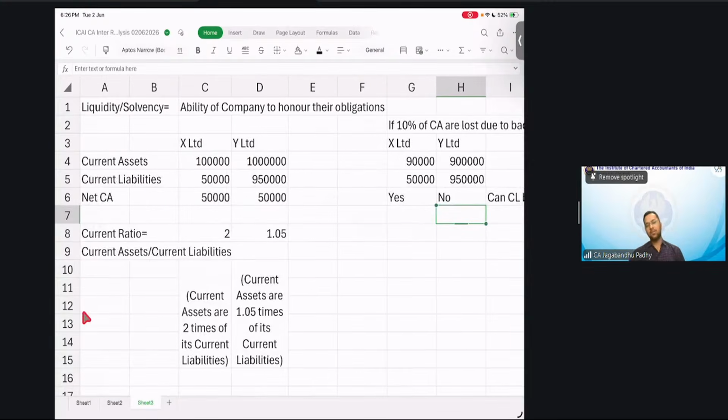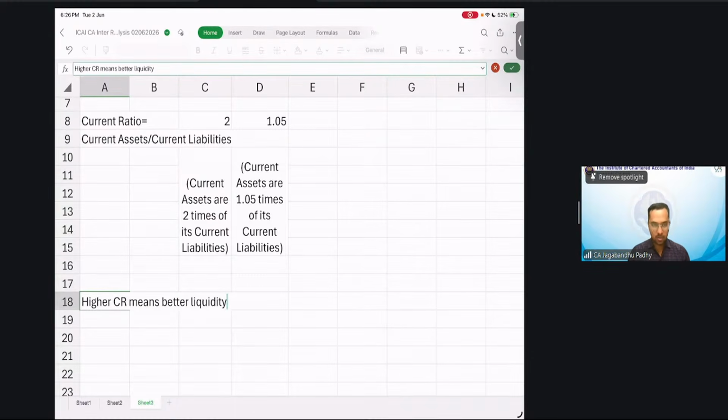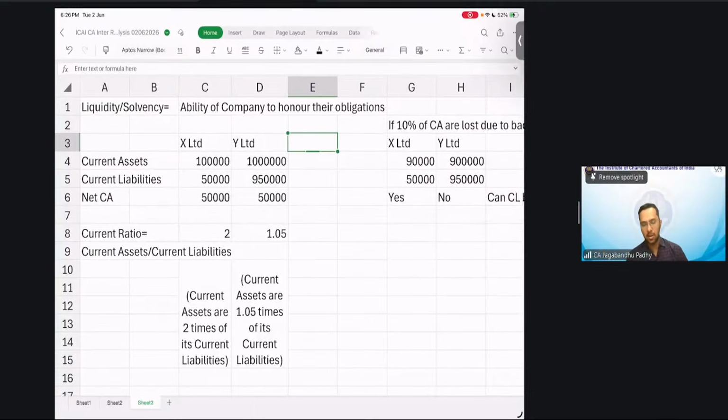So the idea is we should not be looking at the absolute number of your net current assets to decide whether you are having enough liquidity or solvency or not. So what's the thumb rule? What current ratio indicates better liquidity? Of course, high. So higher current ratio means better liquidity.